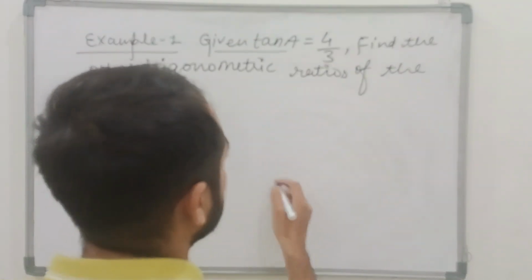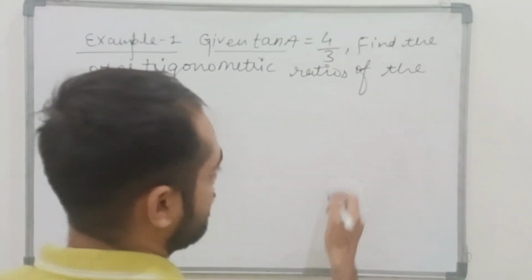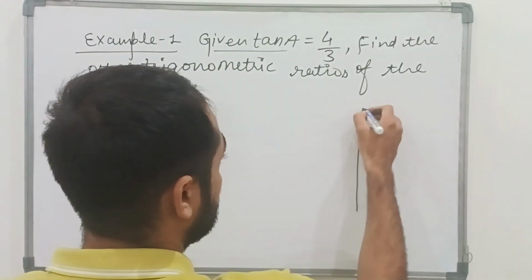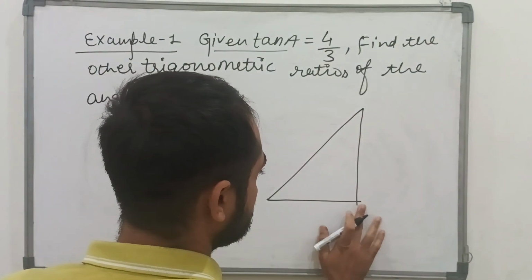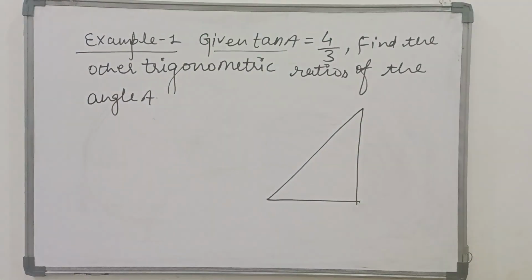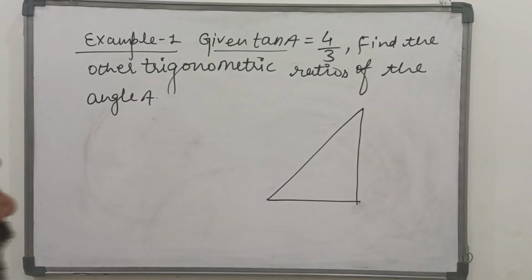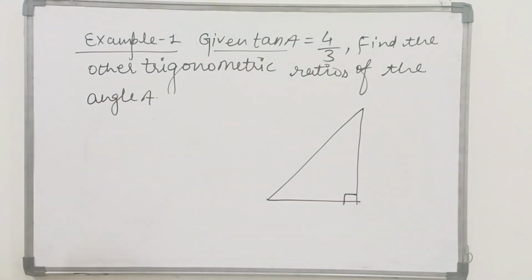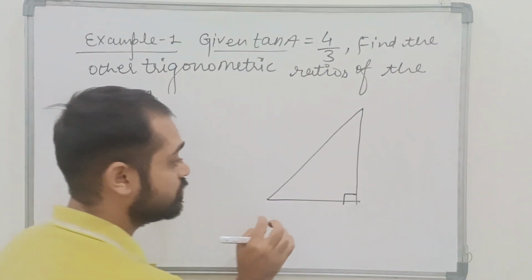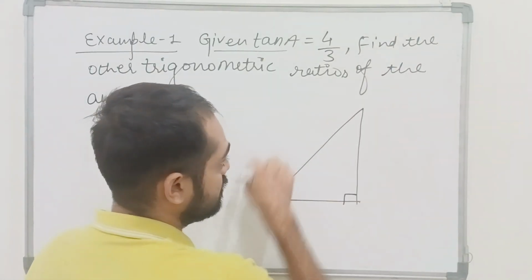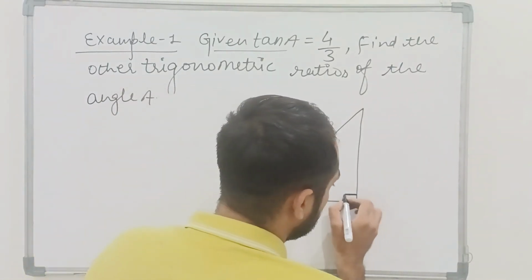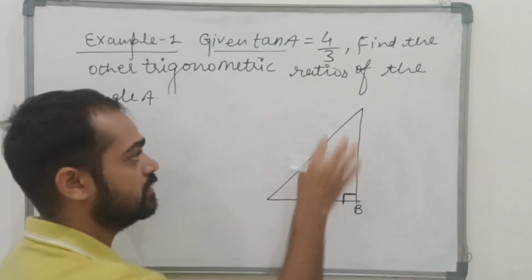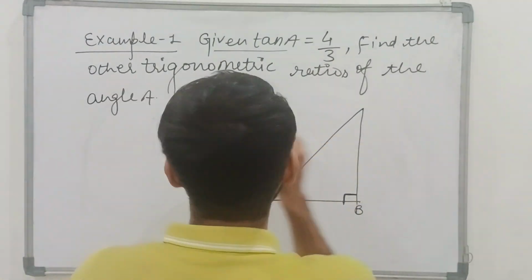Now first of all we will take a right angle triangle. So this is the triangle, a right angle triangle. One angle is 90 degrees. So first of all we will discuss this right angle triangle. Point B is a 90 degree angle, so we can say that it is a right angle triangle. So angle B is 90 degrees.